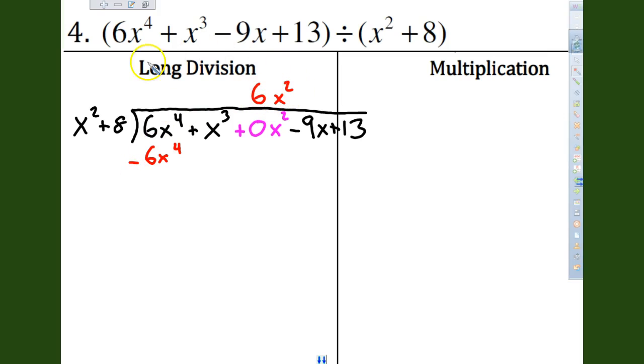6x to the second times 8 is 48x to the second. Where should I write that? Below the x cubed or below the x squared? X squared. So we were going to leave this blank, right? Because once again, in the column, you should have the exact same exponent. But when we multiply these two together, we don't get x to the third, so we're not going to write it underneath the x to the third. Move it over here, negative 48x to the second. So that's the second part, 2 of 2, that's different when you're skipping a term in the dividend here.